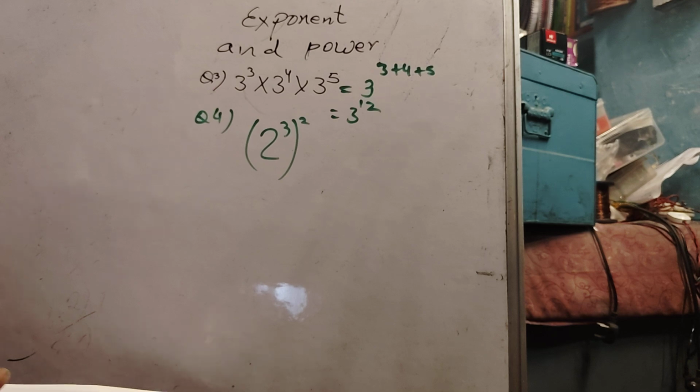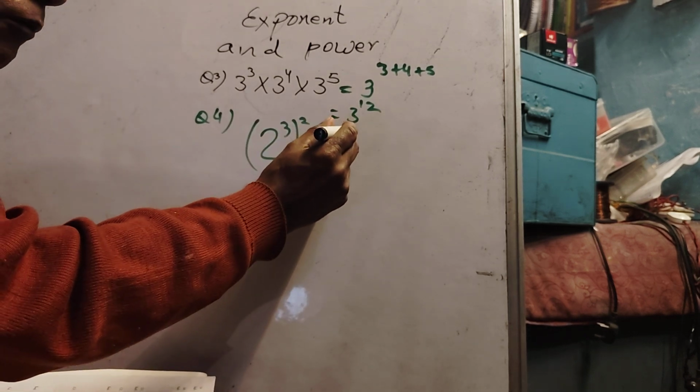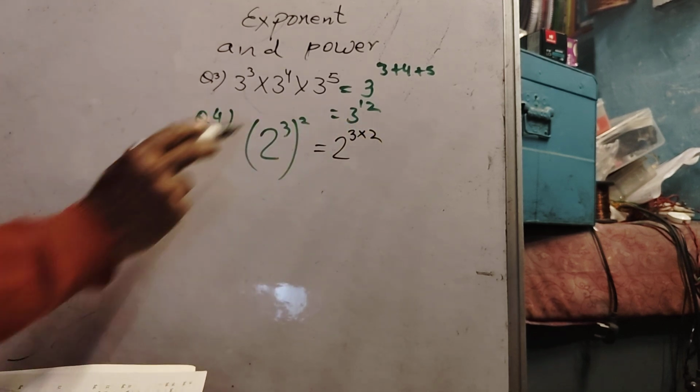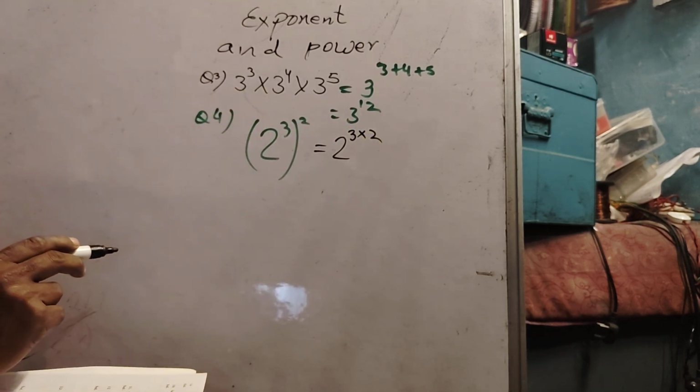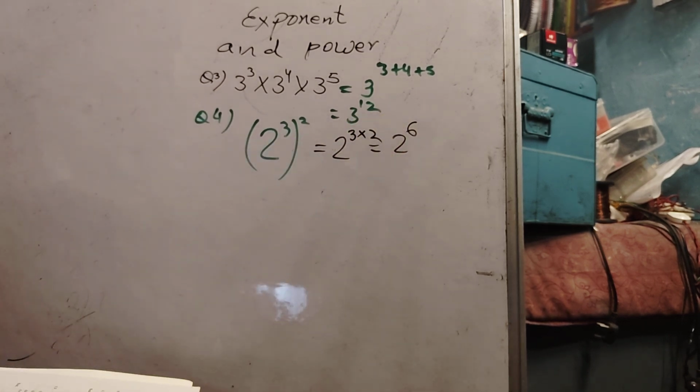2 and 3, and 2 or 3 negative 2. So power will multiply in that case. If between power there is a bracket, the power will multiply. So it becomes 2 power 6.